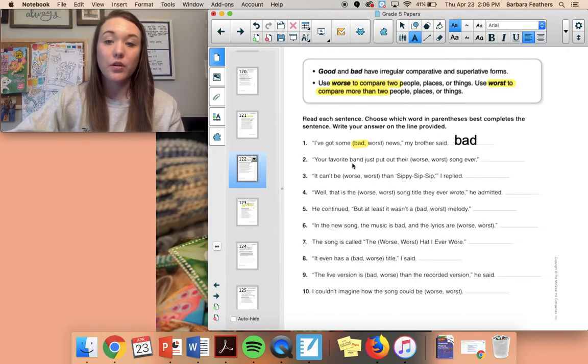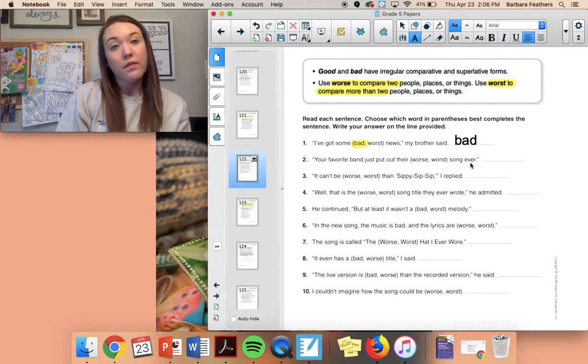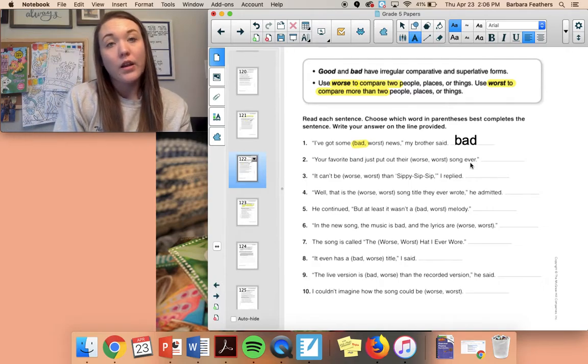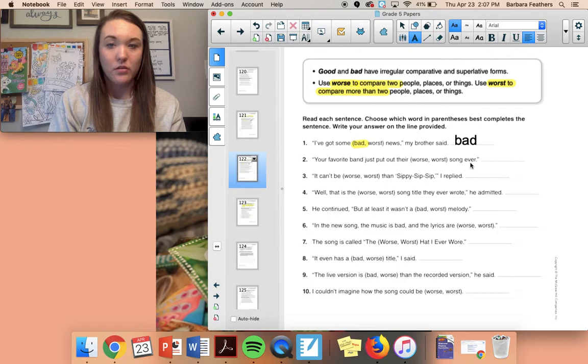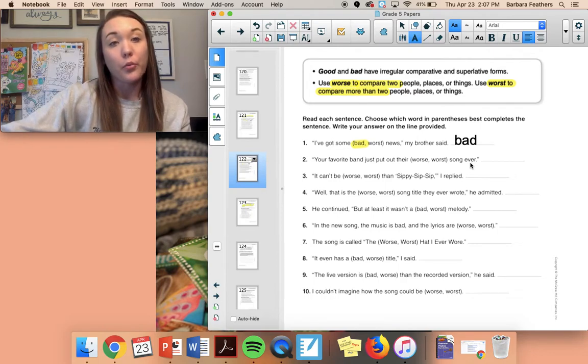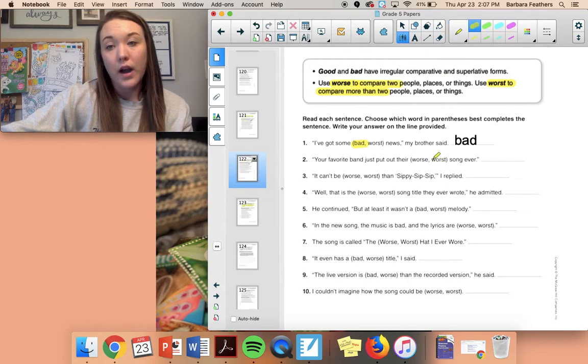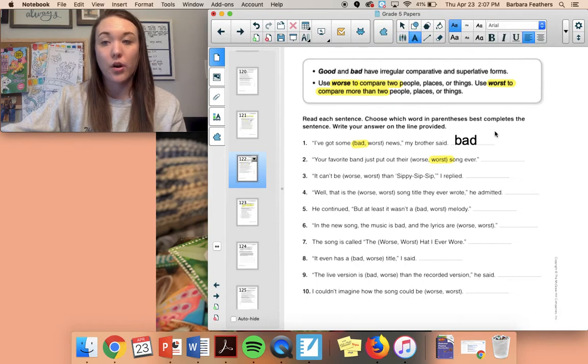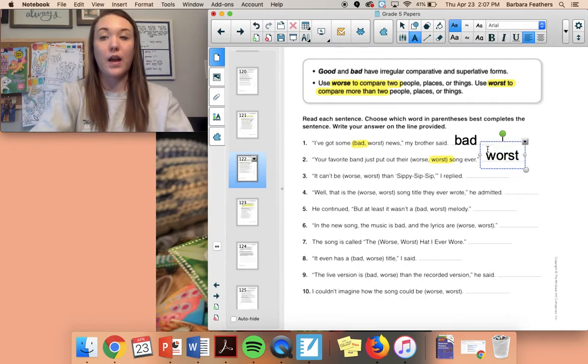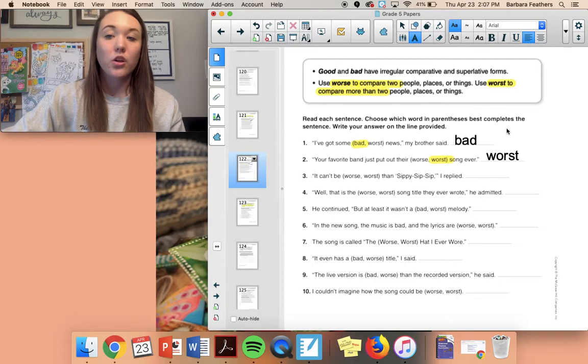Let's also do number 2. It says, your favorite band just put out their blank song ever. If it's my favorite band, I know that they have many songs out. So I am comparing 3 or more things. Therefore, I need to use the superlative form worst with a T at the end. You will continue these directions for 3 through 10.